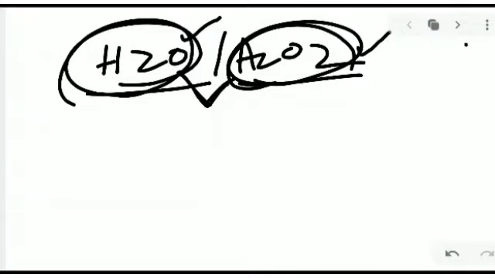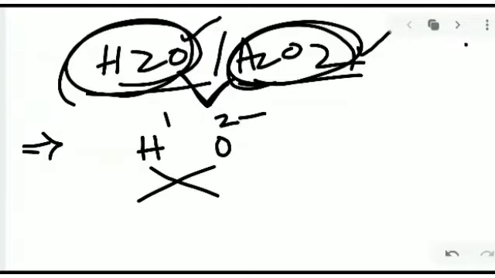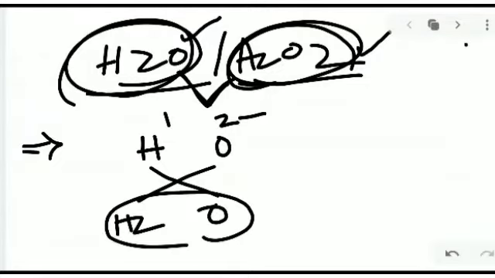First we have to discuss the structure of water and H2O2, and before that the formation of these molecules. Hydrogen has atomic number 1, so its valency is 1. Oxygen has valency 2. So when the crisscross method takes place, we get H2 and O.